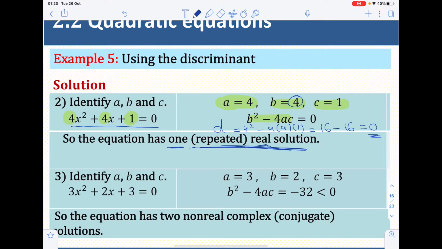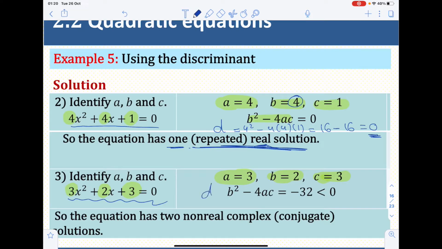Okay. For the third equation, we have 3x squared plus 2x plus 3 equals 0. So in this case, we have a equal 3, which is the coefficient of x squared, b equal 2, which is the coefficient of x, and c equal 3, which is the constant. Now we compute the d value, or the discriminant.